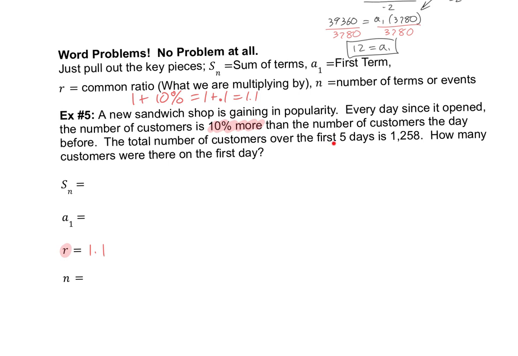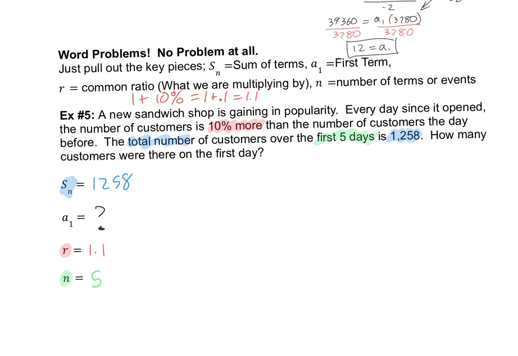The total number of customers over the first 5 days is 1258. Well, if that's the first 5 days total, then we just found the total, right? The total number. And they told us first 5 days. So we also know, oops, I should do a different color. Let's do green. So we should also know that the n here is 5. Okay, so I know that S of n is 1258, and I know that n is 5. Looks like I don't know what a sub 1 is, do I? And what do they ask? How many customers were there on the first day? Well, that would be my first term, so that's a sub 1, so that's what I need to find.